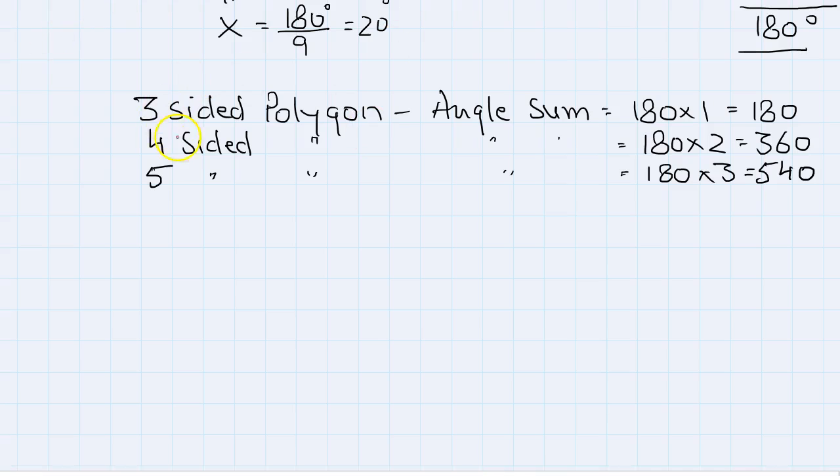You always remember one thing: if it is a three-sided polygon, the angle sum will be 180. There's only one triangle. This is a three-sided figure with one triangle.